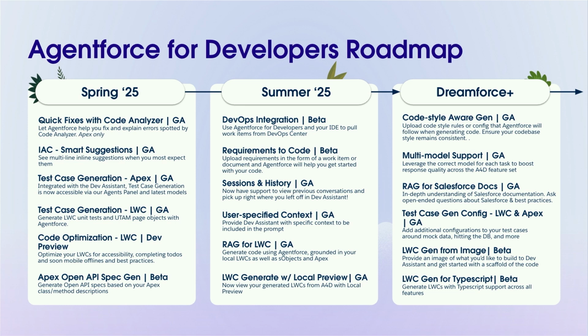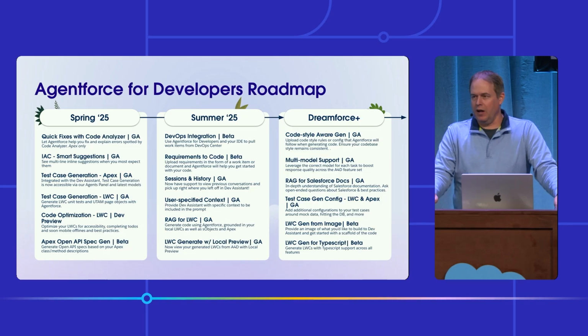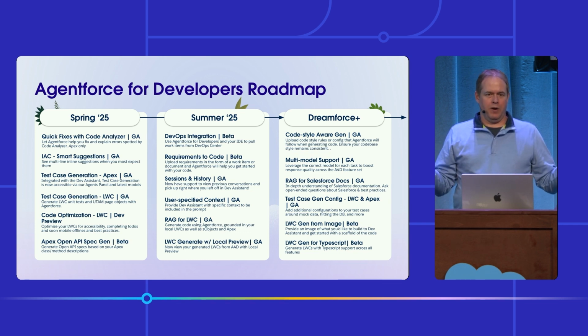User-specified context is a really interesting piece, where we want to expand how users specify what schema, what metadata, what Apex code, what LWCs they want to be the baseline for how you do development, or whenever we're talking to the LLM. We're going to expand our RAG support to LWC, and finally, we want to add LWC generate with local preview, going GA. That's more of a DX-wide effort.